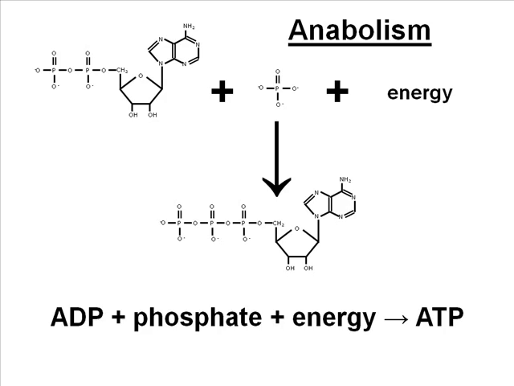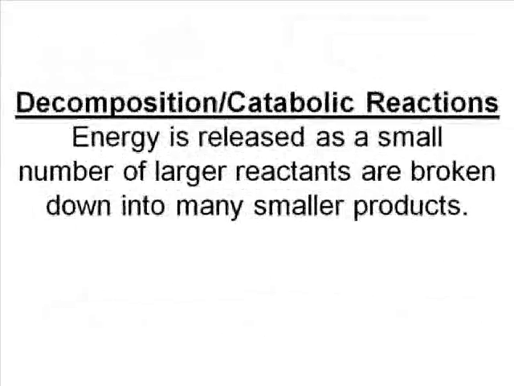energy product. In decomposition reactions in chemistry, energy is released as a small number of larger reactants are broken down into smaller products, and several of them. So we start with something big and break it into little pieces, release potential energy in that larger molecule, and in the process free up kinetic energy. In biology, we call decomposition reactions that occur within cells catabolic reactions.